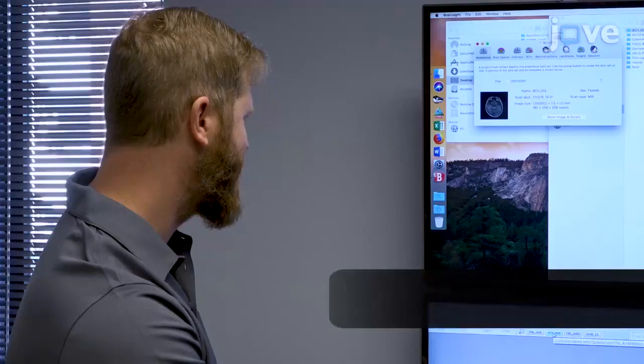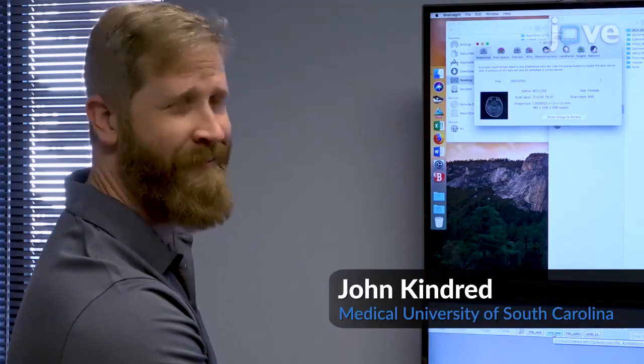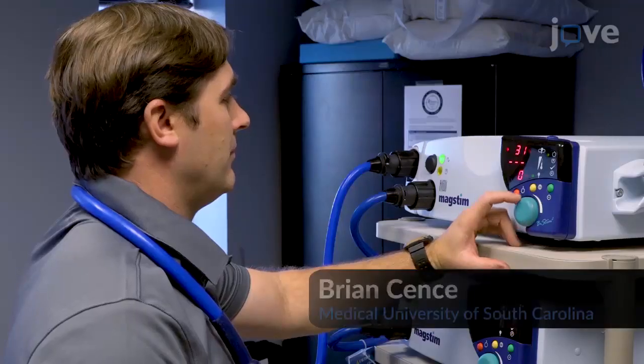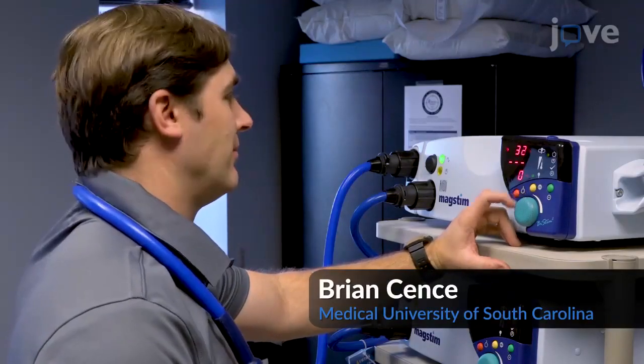Demonstrating the procedure will be John Kindred, PhD, a postdoctoral scholar, and Brian Sentz, a research coordinator, both from our research laboratory.